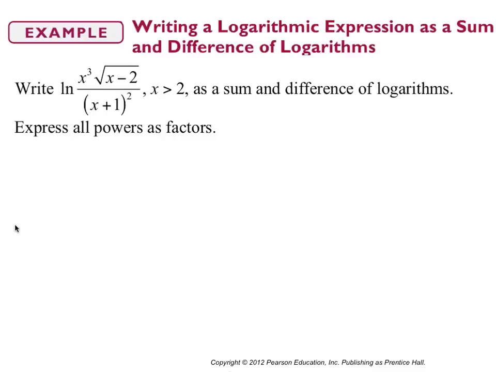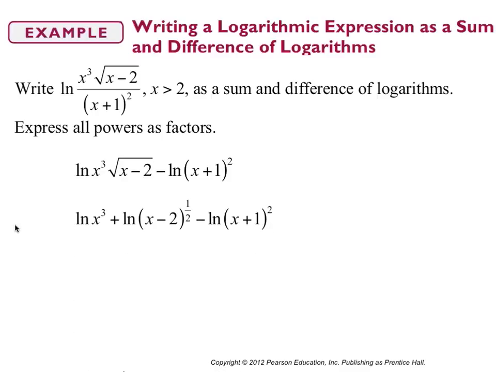Okay, let's do one other that just gets uglier and uglier. First thing you should see here is that we have division. So we want to change it into subtraction. So first we have ln of x cubed times the square root of x minus 2 minus ln of x plus 1 squared. So all we've done is we put our numerator in one natural log, our denominator in the other, and we've subtracted. And then you should notice that within the numerator itself, there is multiplication, so you can split that up as well.